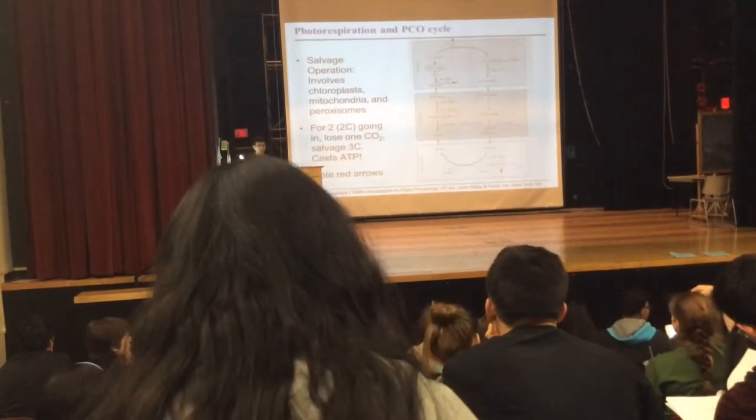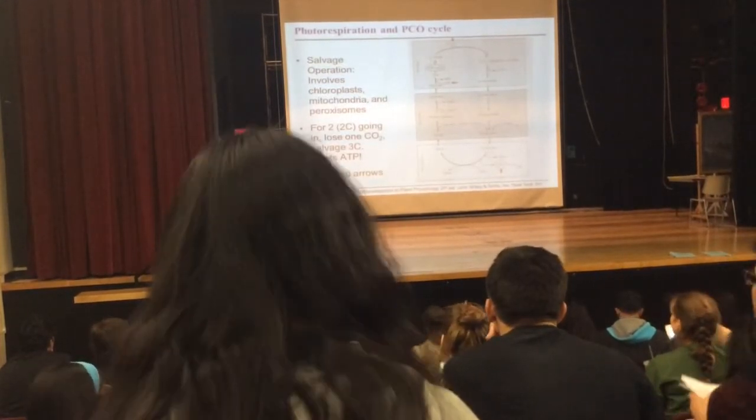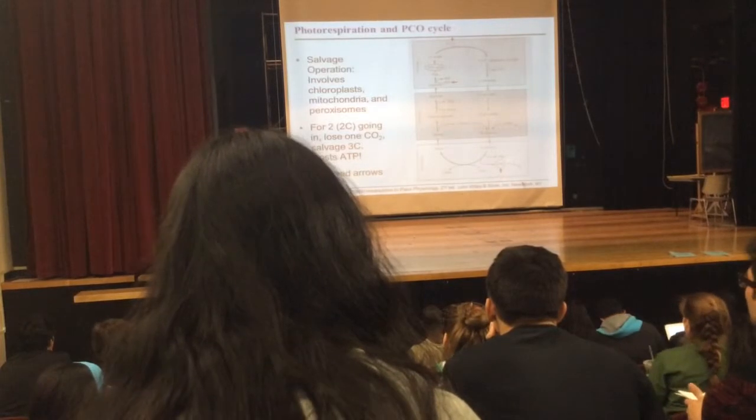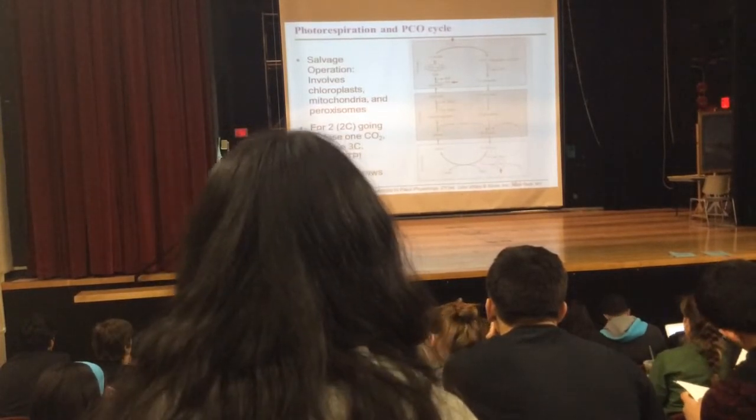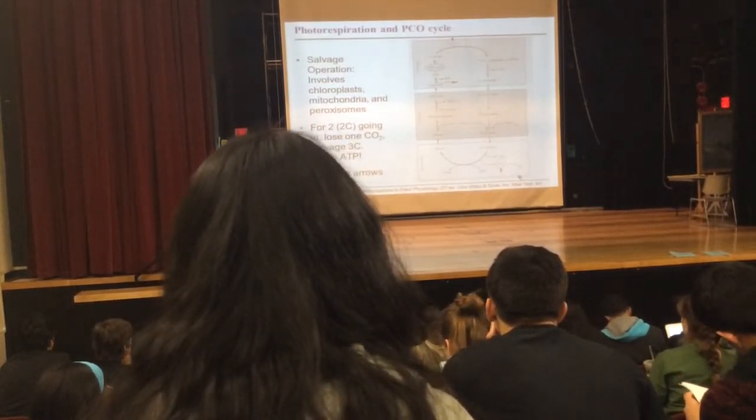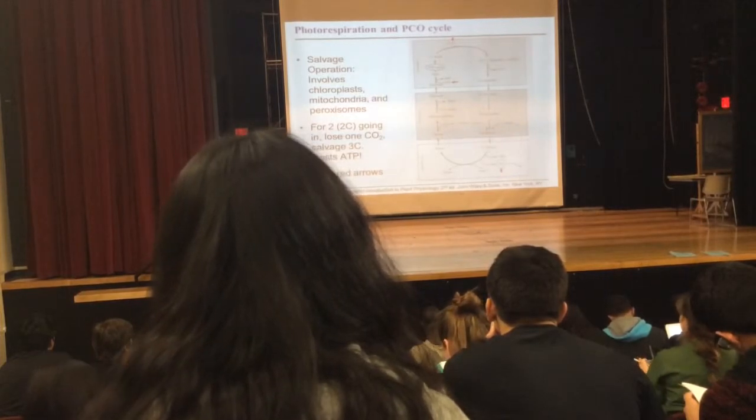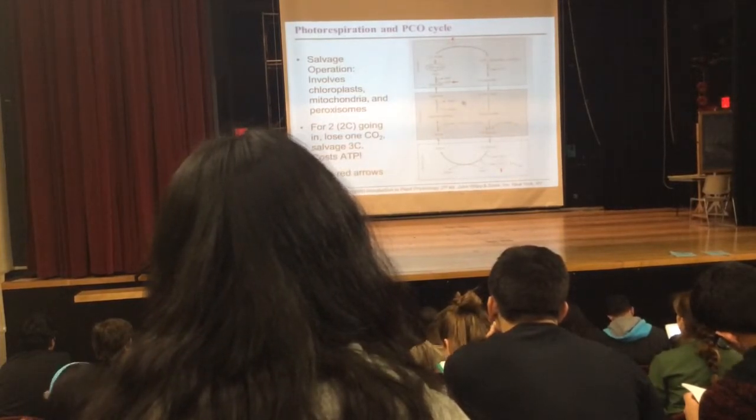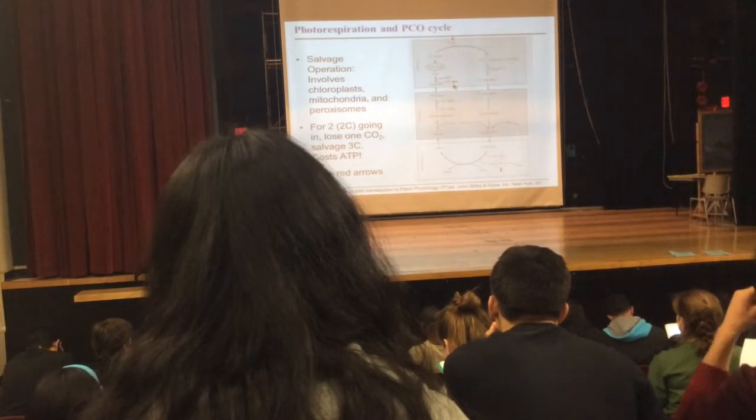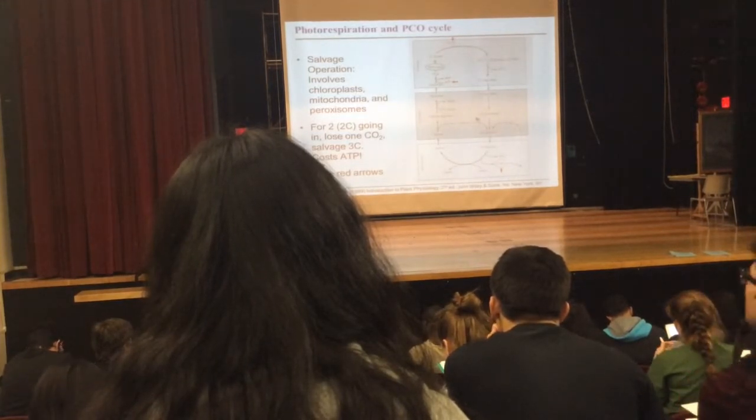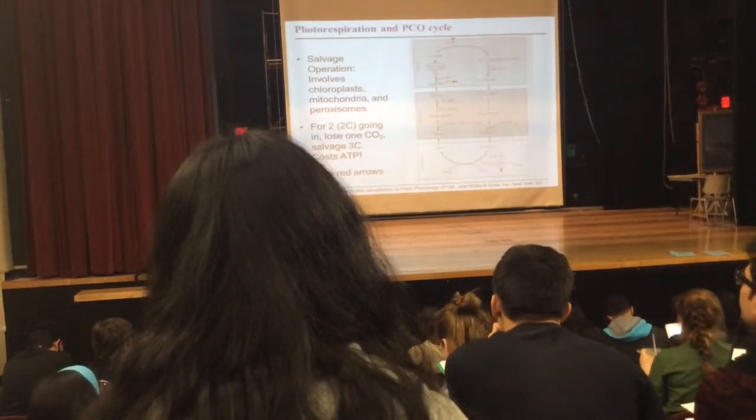Yes, ma'am. So then that CO2 can again be used. That CO2 could potentially be used in photosynthesis in the Calvin cycle, but that was a carbon you already had, so it's not really a gain. But that loss also meant that you lost an ATP. But it's better than not doing this, because otherwise you would have lost 4 carbons that you already had.